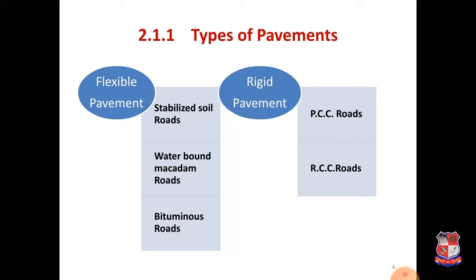Types of pavements. There are 2 types of pavements: flexible pavement and rigid pavement. The examples of flexible pavement are stabilized soil roads, water-bound macadam roads, and bituminous roads. The examples of rigid pavements are plain cement concrete roads and reinforced cement concrete roads.